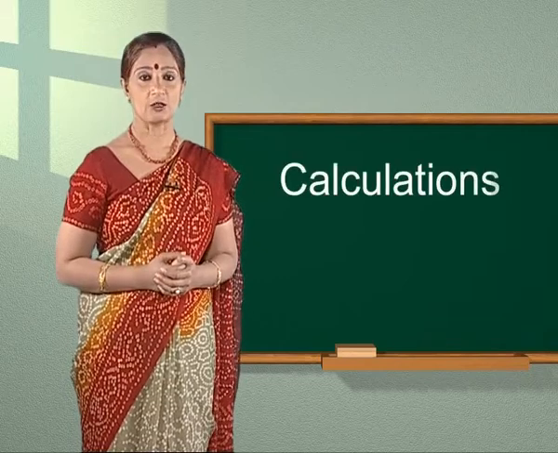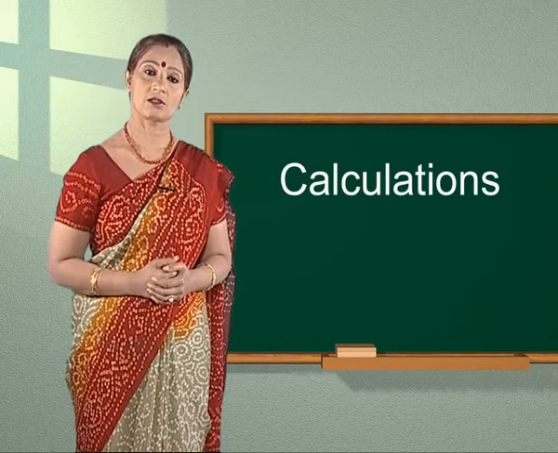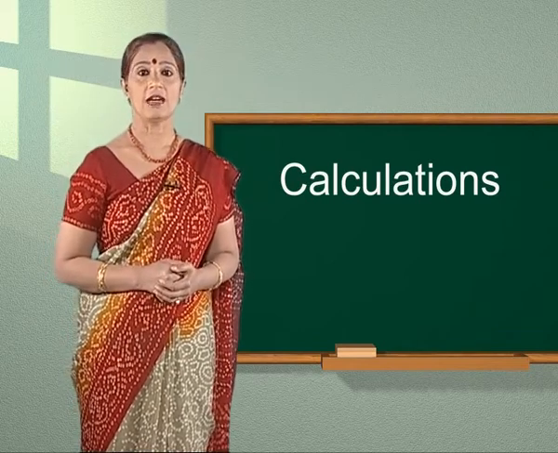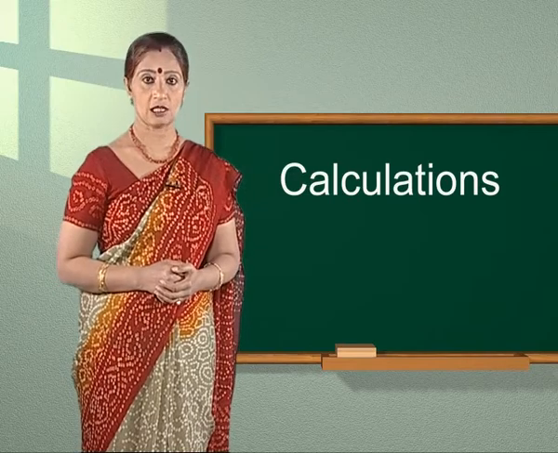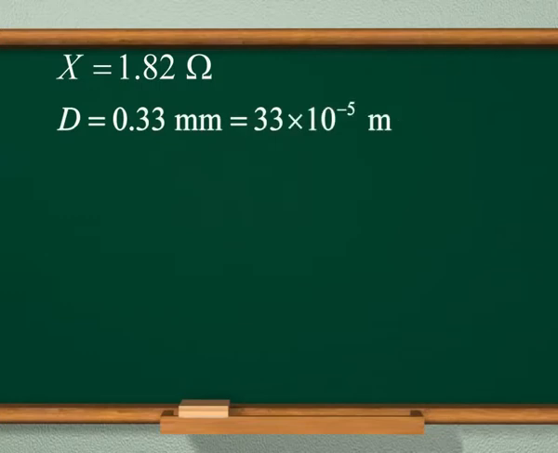Here are the calculations required to find out the specific resistance. First, we calculate the mean value of unknown resistance. Here it is 1.82 ohm. Similarly, the mean corrected diameter is 0.33 millimeter or 33 into 10 raised to the power minus 5 meter.